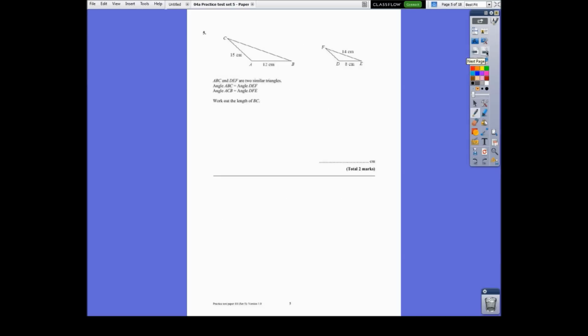Question 5. ABC and DEF are 2 similar triangles. Work out the length of BC. Well, both AB and DE are the bases of the triangles. So to get from the smaller triangle to the bigger triangle, we do 12 divided by 8, which gives us a scale factor of 1.5. So this side links up with the side BC, which is what we're after. So we need to do 14 times 1.5. Half of 14 is 7, so that'll be 21.